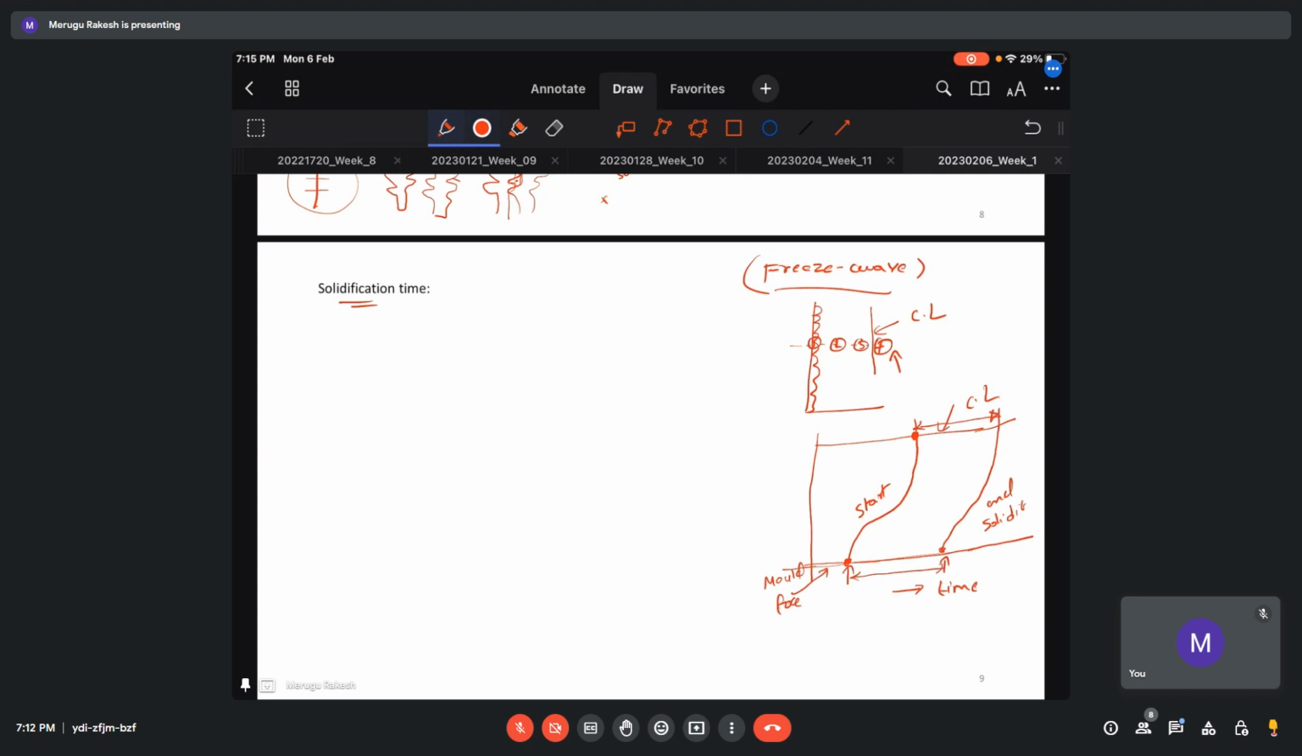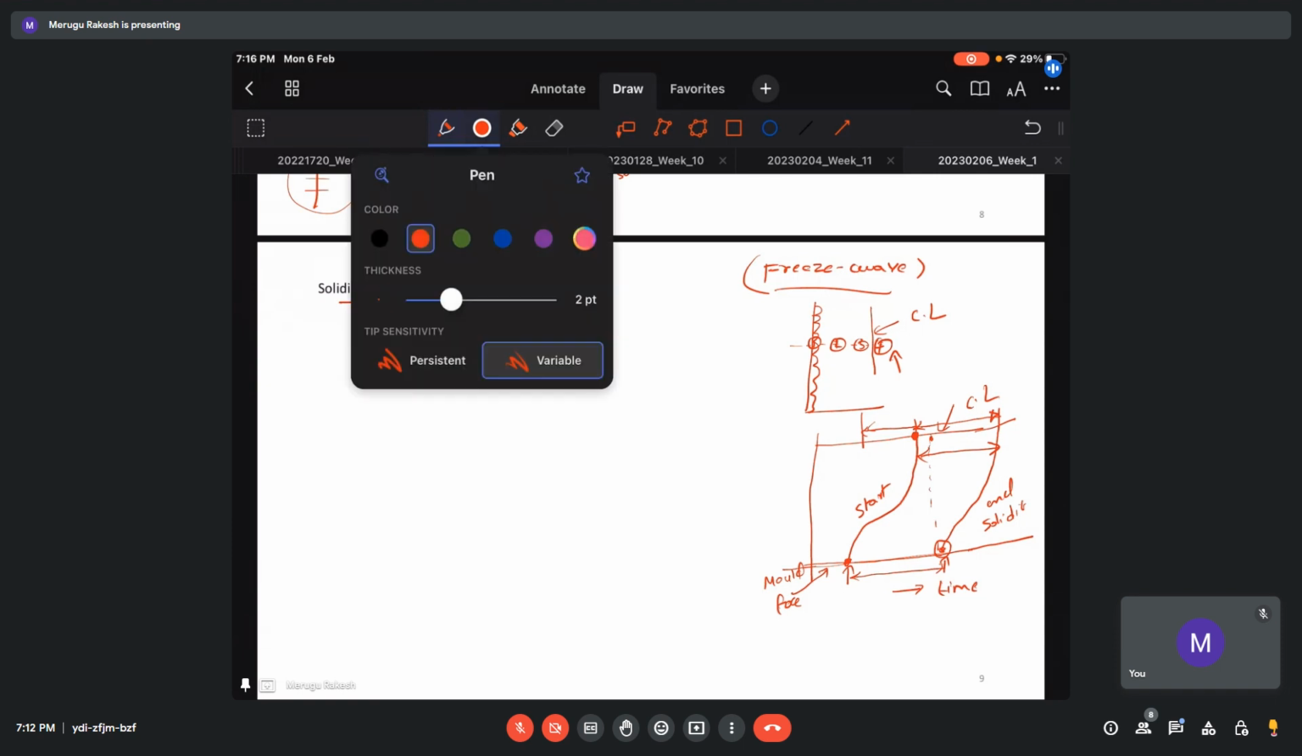I have to add this part also. This is the solidification time for the grains that are exactly at the center line. If I draw this line, by the time the grains are solidified at the surface, there are still some parts near the center line which are not solidified. So this type of freeze waves we can study, and this is the width that explains whether it can solidify faster or slower.